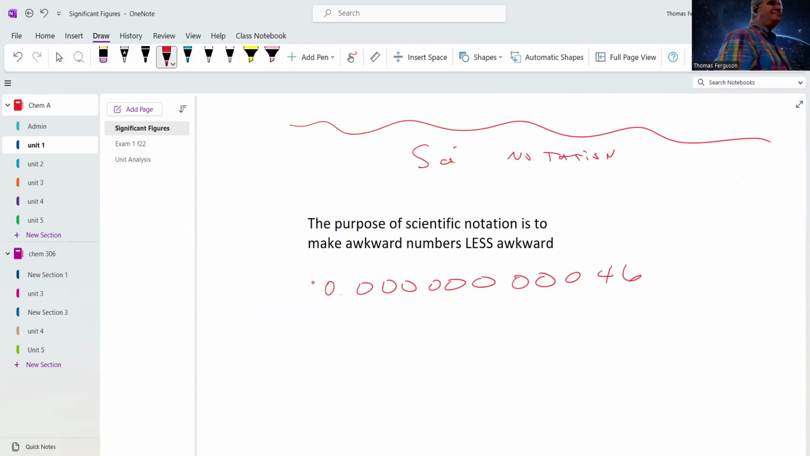That's an awkward number. So to make it less awkward, even though you may still think the answer is awkward, it is 4.6 times 10 to the minus 10.